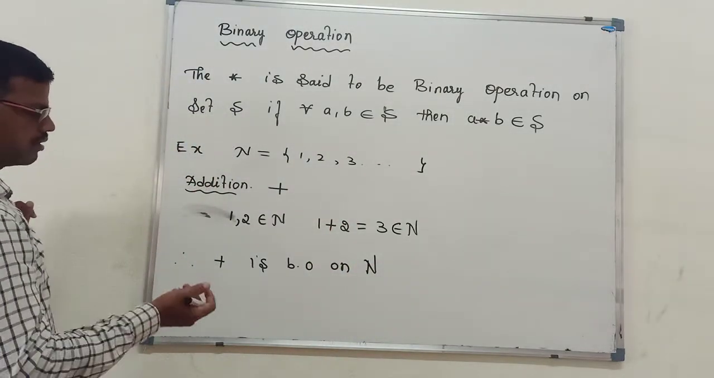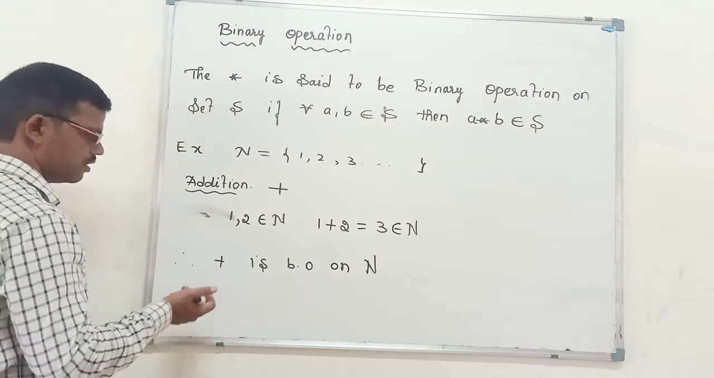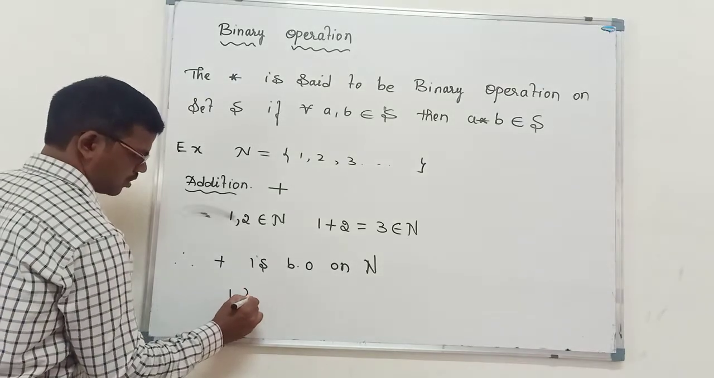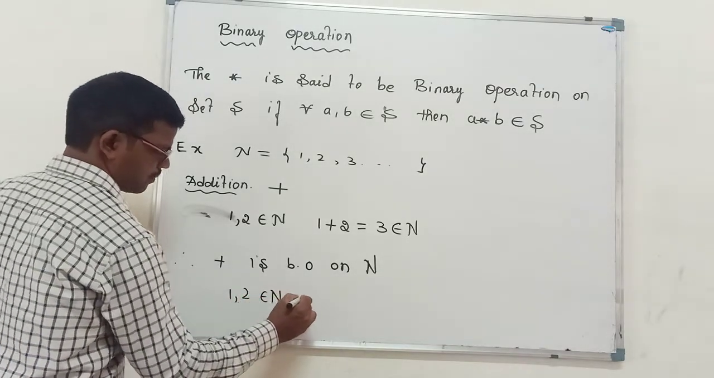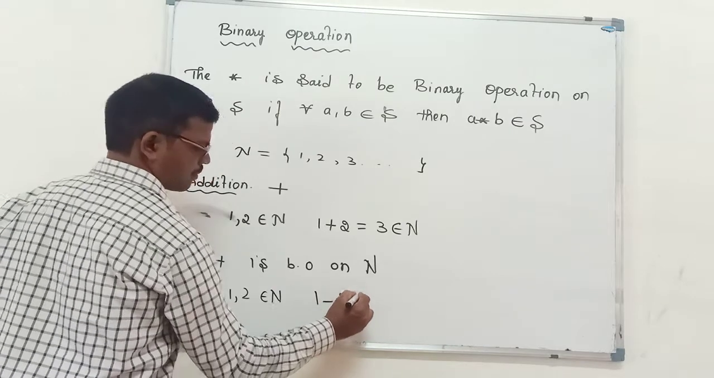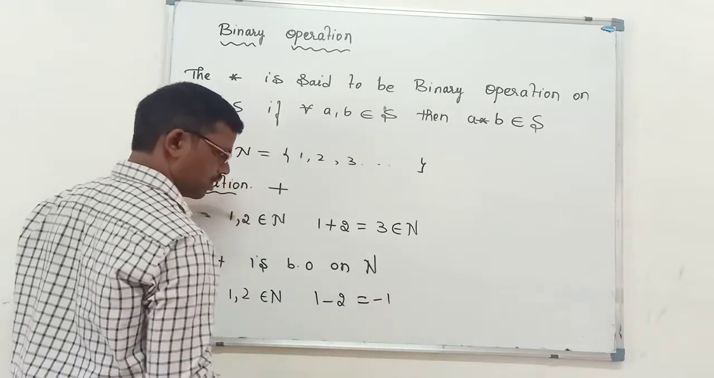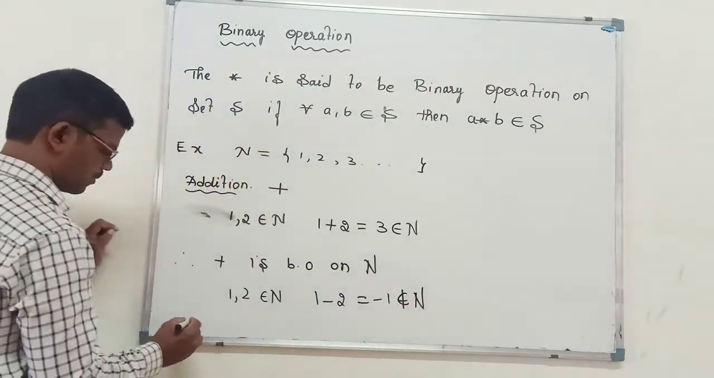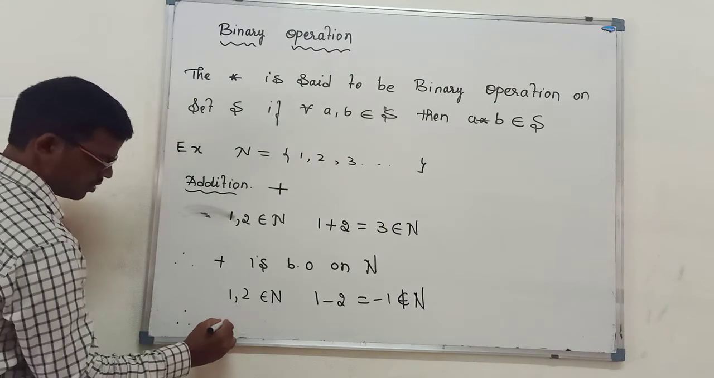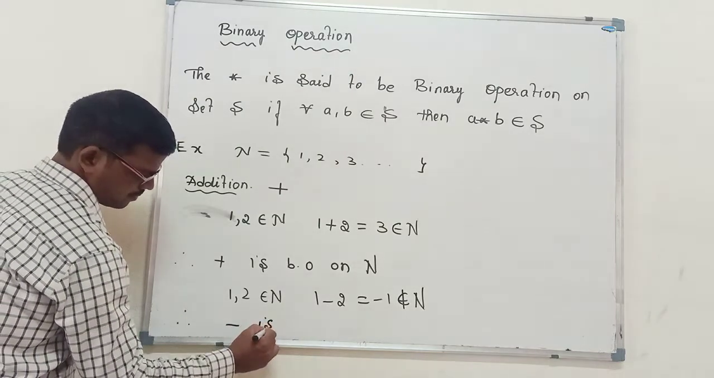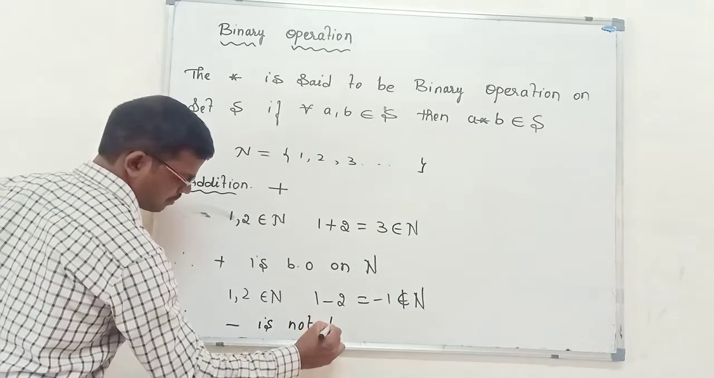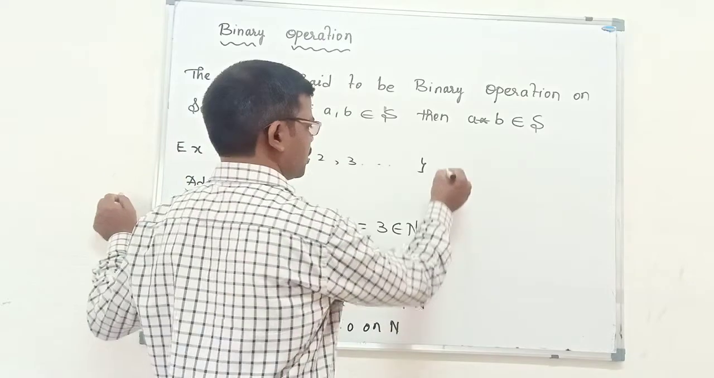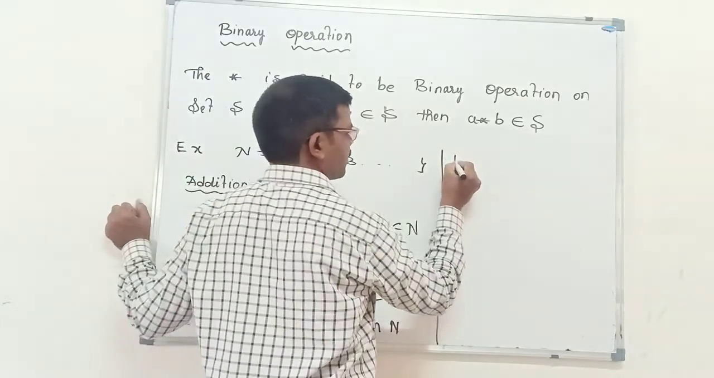Similarly, we can check for subtraction also. So let me take the same numbers, 1, 2. 1, 2 belongs to N, and 1 minus 2 is equal to minus 1. Whether minus 1 is there? No, it does not belong to N. Therefore, subtraction is not a binary operation on N. Next we come to multiplication.